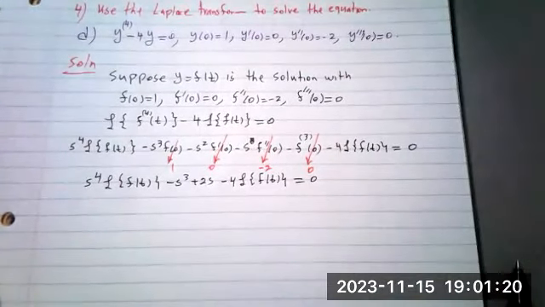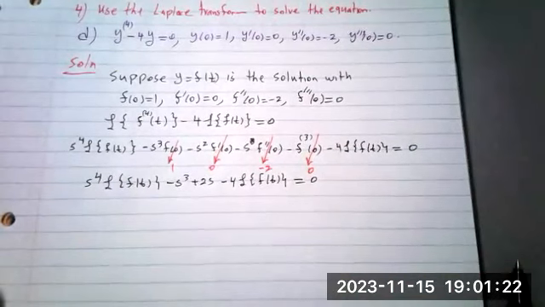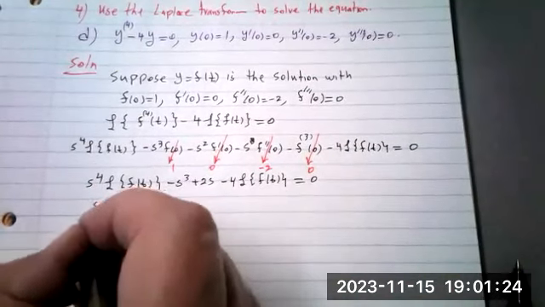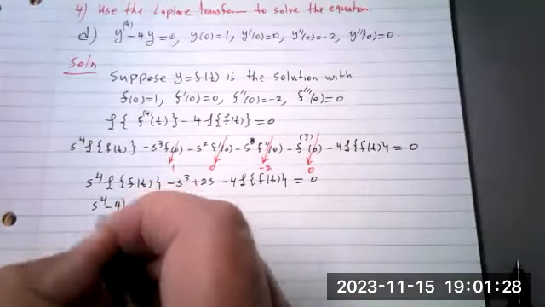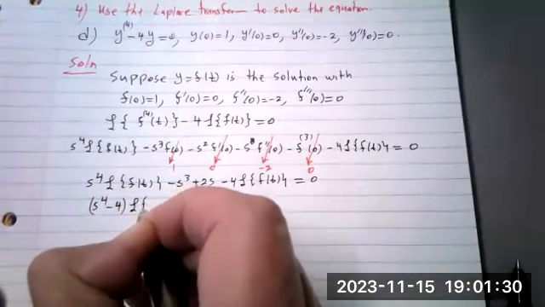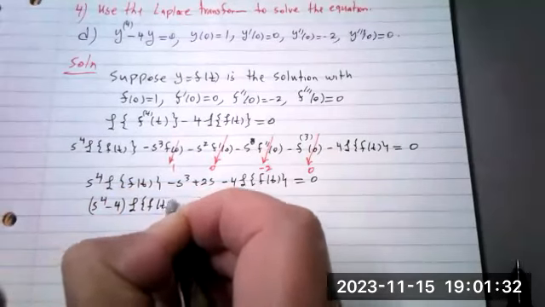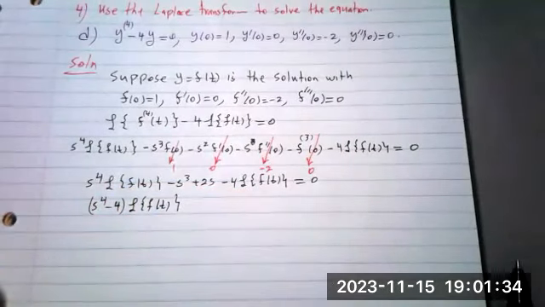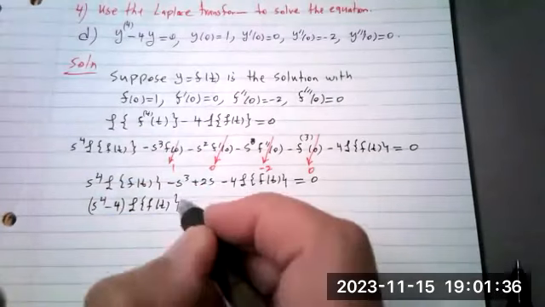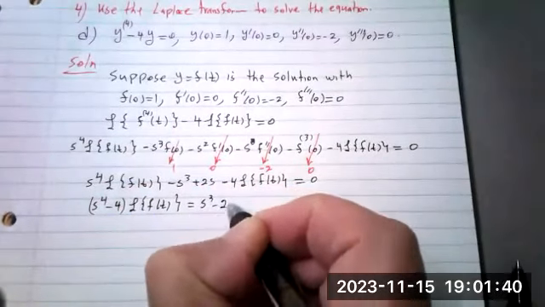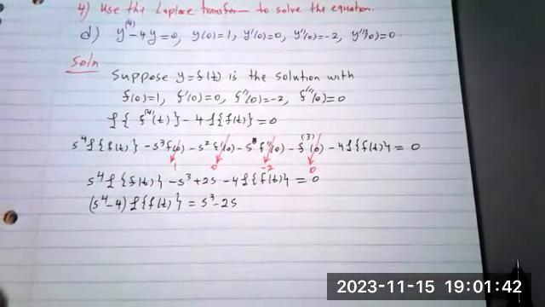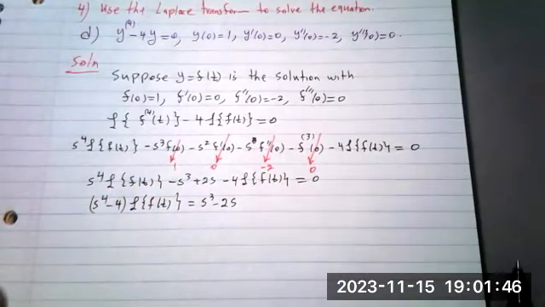Take out the Laplace of f of t and make sure you get the characteristic equation. So that gives you s^4 minus 4, Laplace of f of t. And the leftover, you move them to the other side. So it's going to be s cubed minus 2s. Okay, which is not bad.